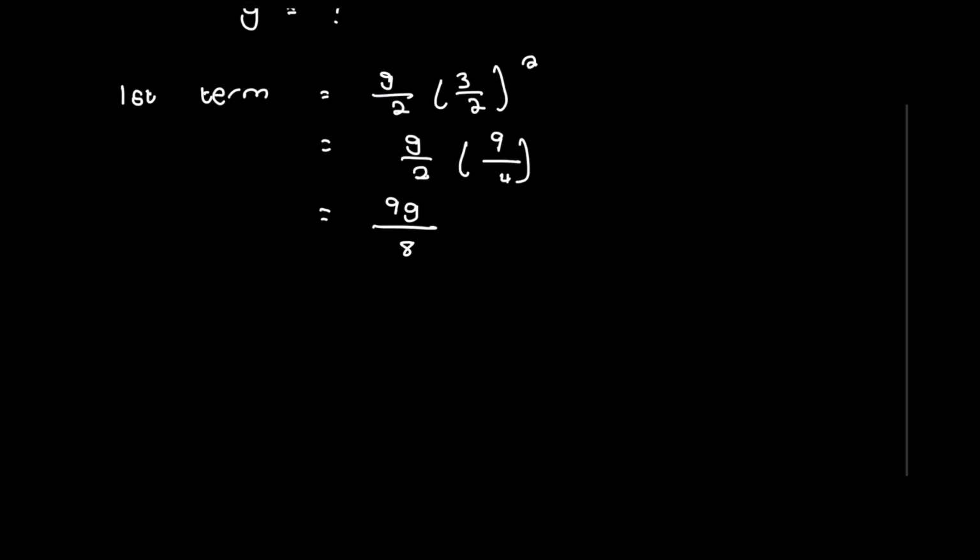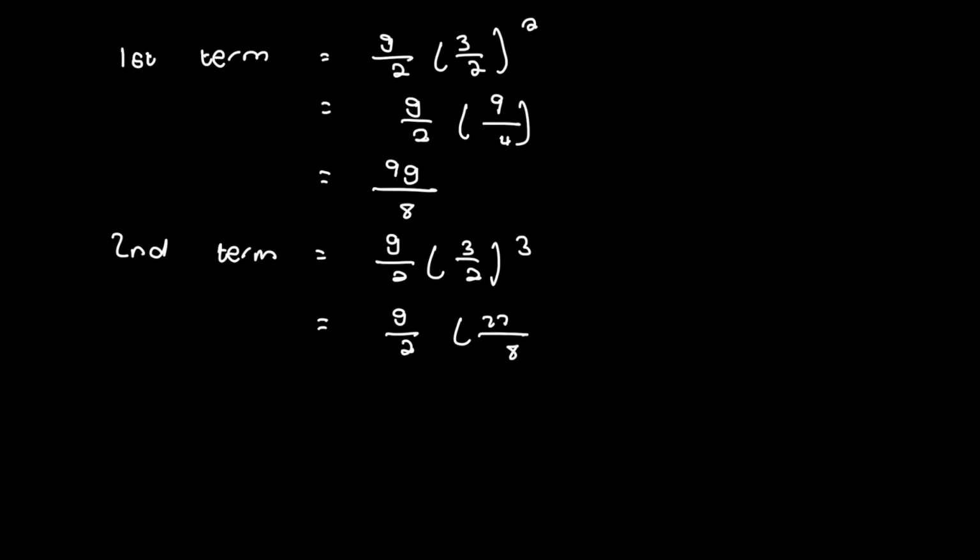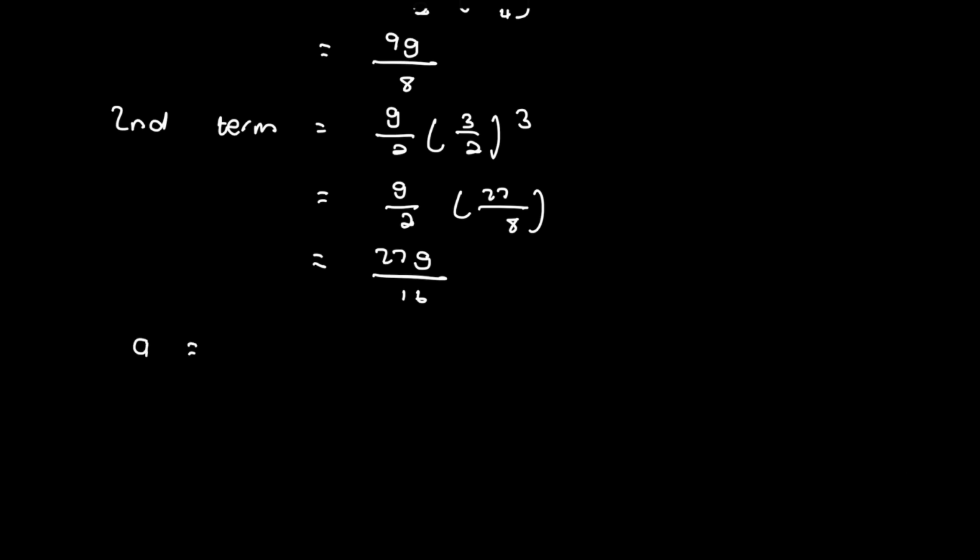And then now that we have our first term, we have to find r. To find r, we have to take our second term divided by our first term, right? Which means now we have to find our second term. So our second term is going to be G over 2 times 3 over 2 to the power of 3. It's going to be 3 now, not 2, because we're finding the second term. Which is going to simplify into G over 2 times 27 over 8, which is going to give us 27G over 16.